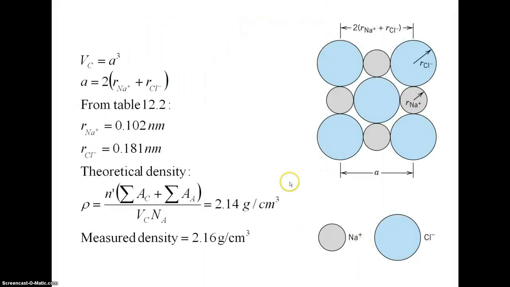Okay, and then remember, what do we want? Density. Well, we know that we're talking about a cubic cell again, so the volume would be a cubed, where a is the characteristic length of the cube. I can see here that a is going to be the sum of the radii, or the diameter here, plus the 2 radii, so really the sum of the diameters. From the table, we can look up the radii, and then we can plug in our r's to get our volume, and then we know the atomic weight. We know Avogadro's number, 6.02 times 10^23, and our n prime is 4.